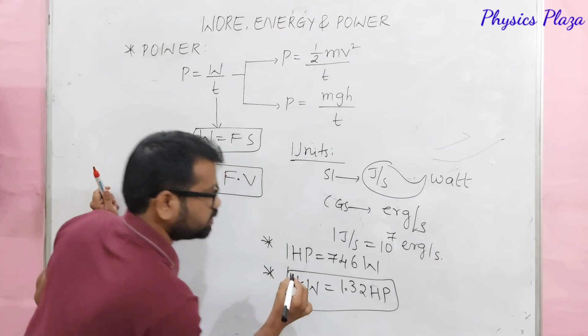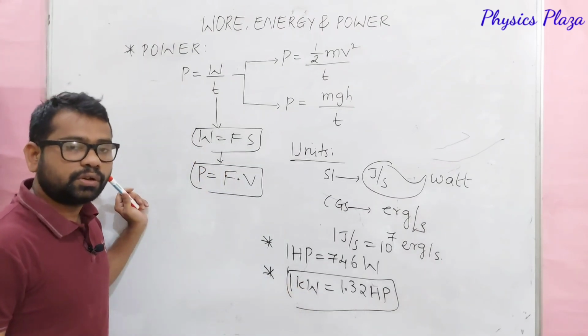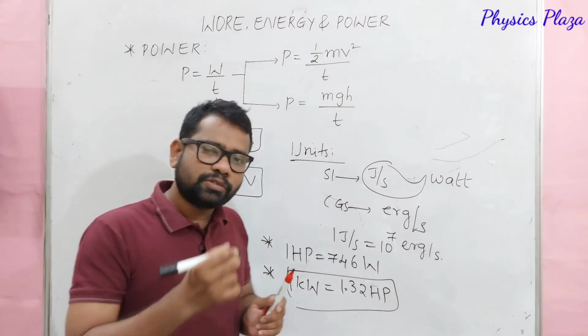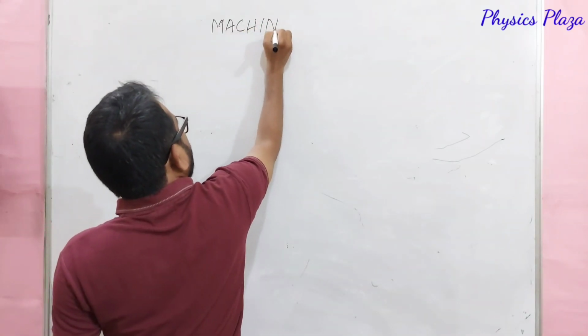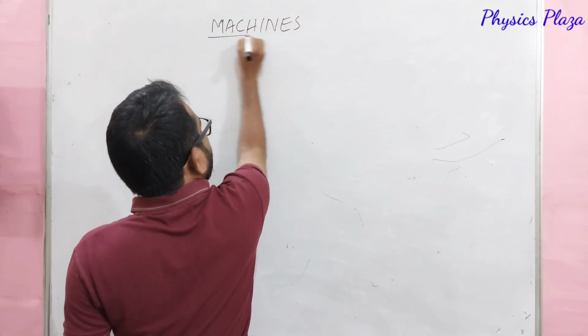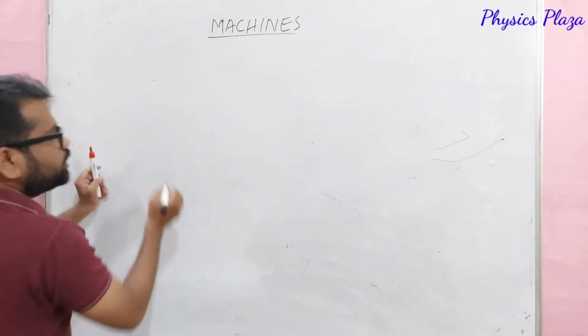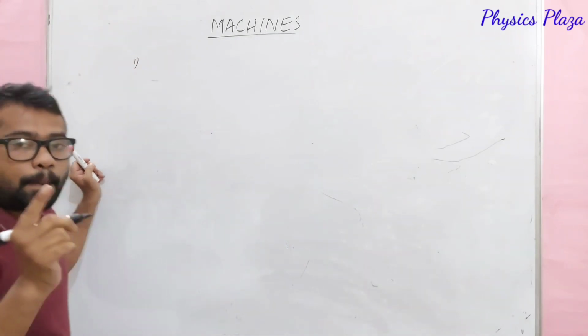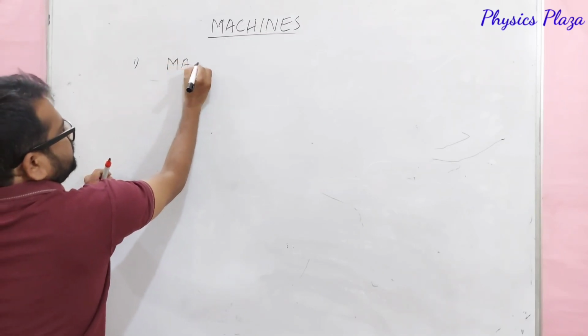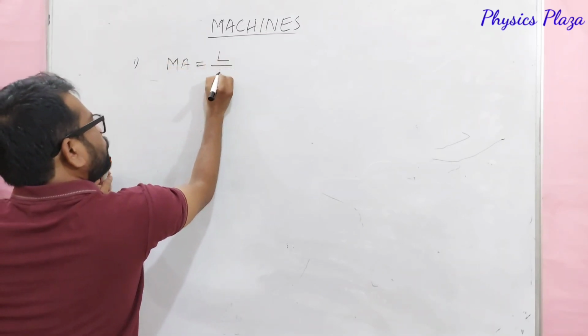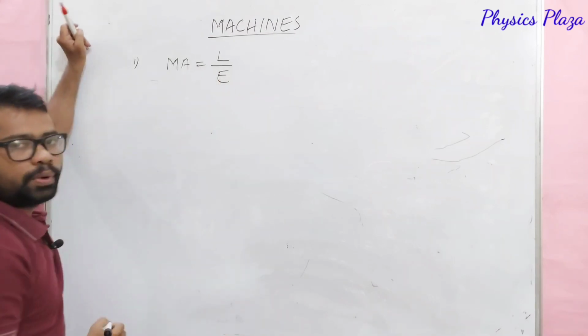1.32 horsepowers. Very important. So they are the important formulas from work, power, and energy. Copy it. So now we will see in the machines chapter what the important points are. Mainly here we will be talking about mechanical advantage. So here mechanical advantage is equal to load by effort.